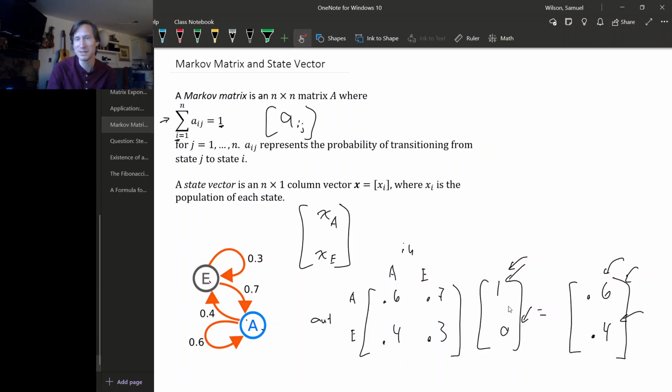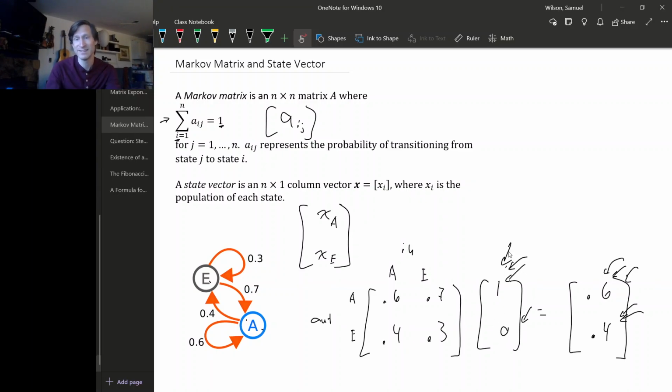So if the probability of our individual being active is 1 at the beginning and exhausted probability 0, then after one time step, the probability of this person being active is 0.6, and the probability of them being exhausted is 0.4. So, you can think of this state vector either way, as telling you probabilities or telling you populations of each state. If they're populations, they can be anything that's positive, but if they're probabilities, then the entries in the state vector have to add up to 1.